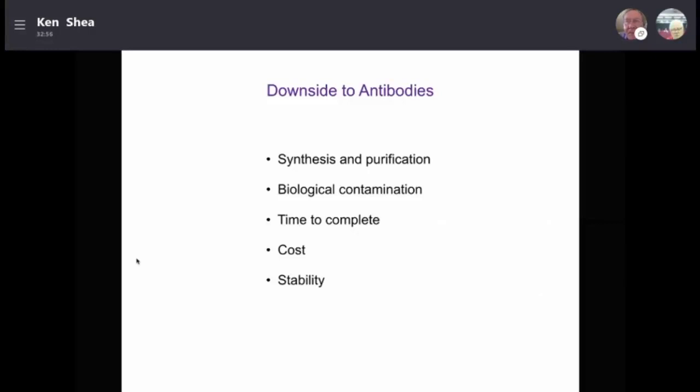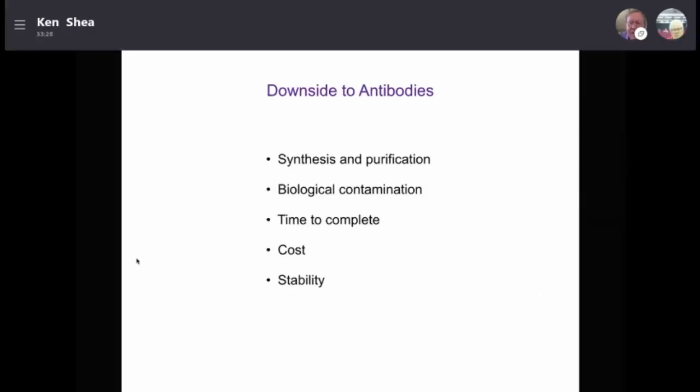So antibodies must seem like the perfect solution. And in fact, they are the gold standard. Do they have any disadvantages? Well, sure. Nothing is perfect. First of all, sometimes it's very, very far from perfect, and so there are some downsides or problems with antibodies.